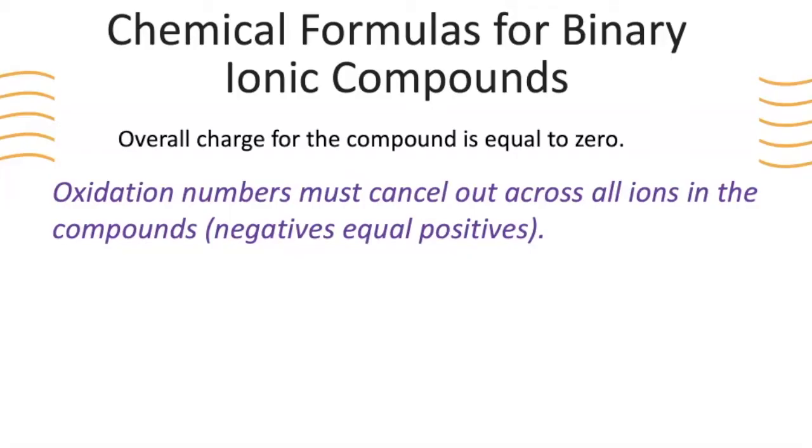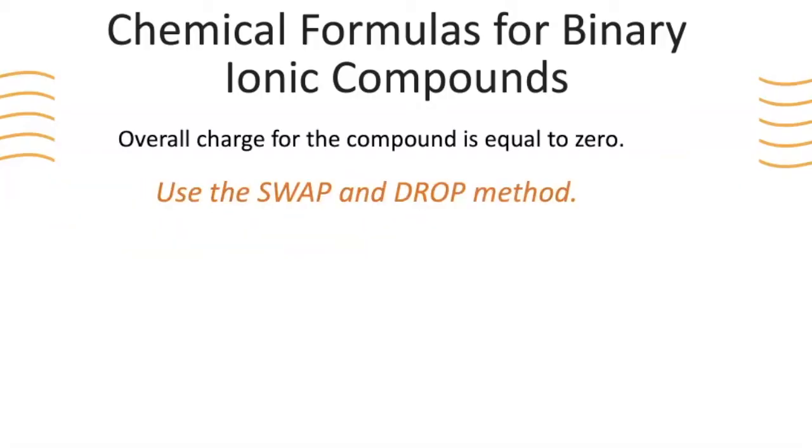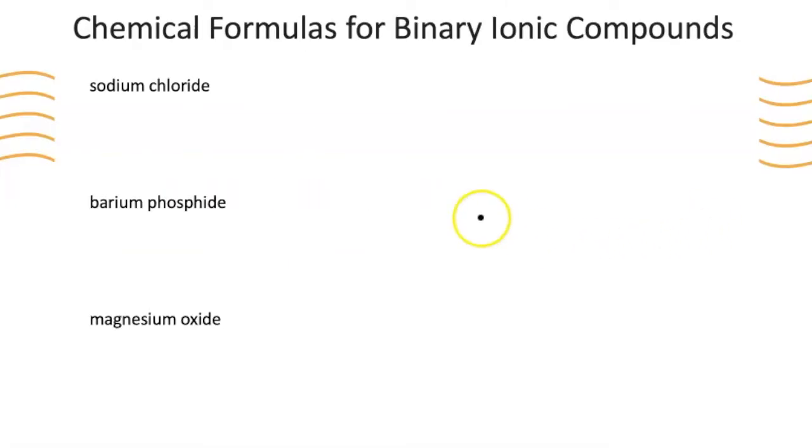For example, if you have a total positive charge of 2, then you need to have a total negative charge of 2 in order for them to cancel out and the overall compound to equal 0. To do this, I use the swap and drop method, also known as the crisscross method. First, we will determine the ionic charge for each of the elements in the ionic compound.